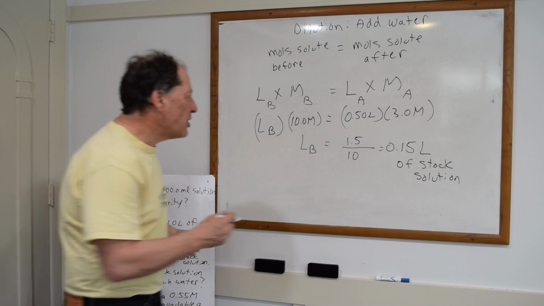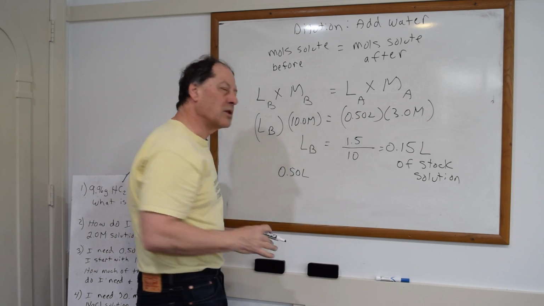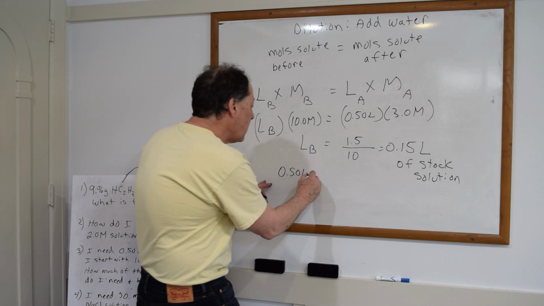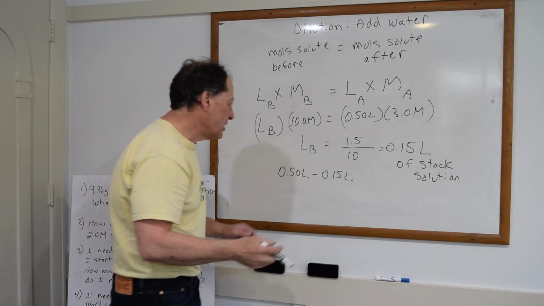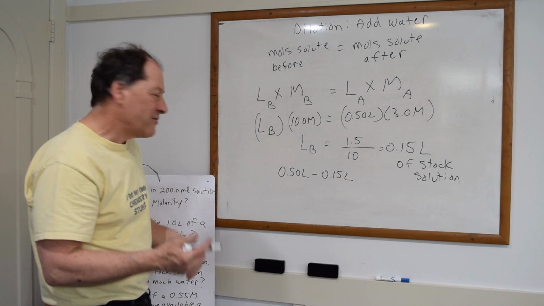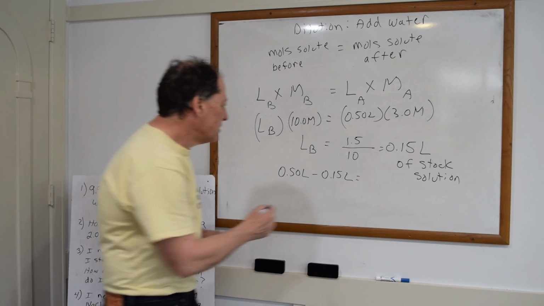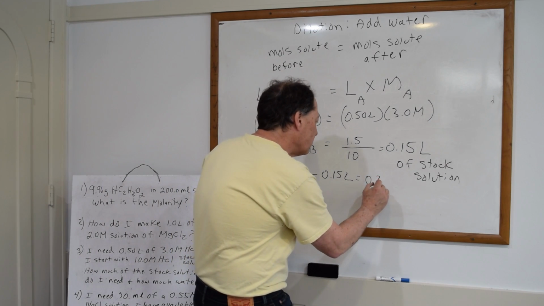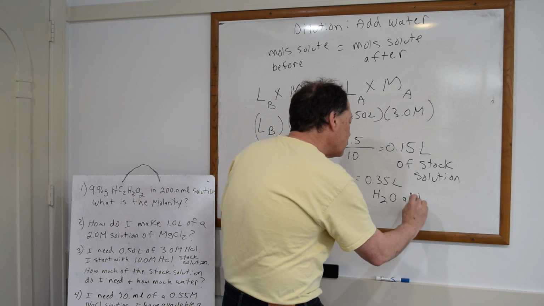Well, it's just going to be a subtraction problem. I'm going to have 0.50 liters, that's the total amount of solution I want at the end. I'll subtract the 0.15 liters, that's the stock solution. The rest will have to be water. So what's 0.5 minus 0.15? Looks like about 0.35 liters of water added.